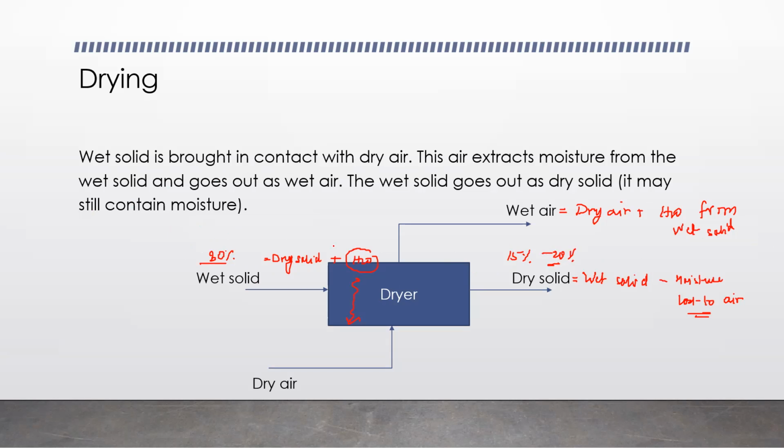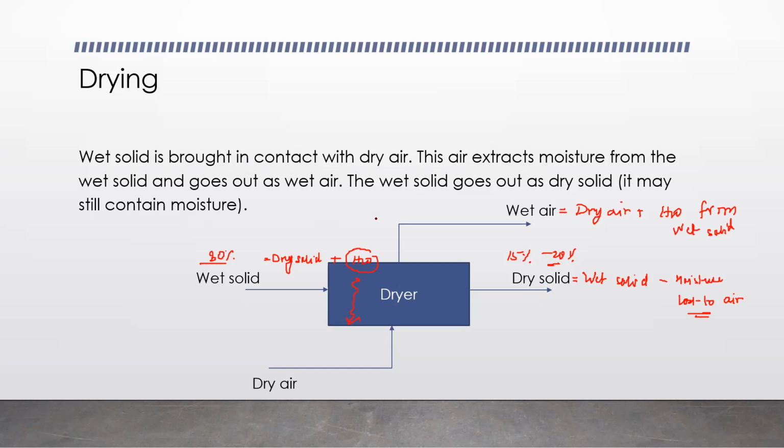So the mole fraction or mass fraction of moisture in the wet solid would reduce. All right. So that's how a drying operation takes place. In drying, you have wet solid that comes in contact with dry air.